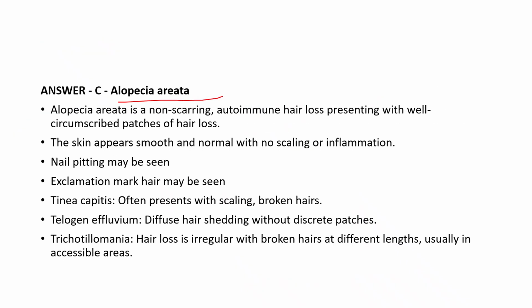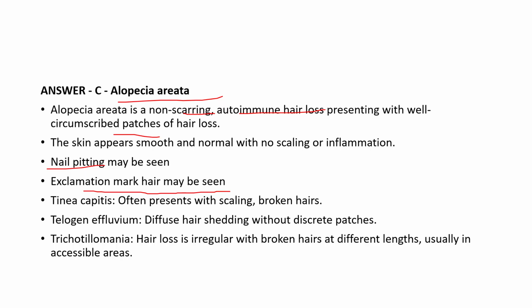Why? Because it's a non-scarring alopecia along with nail pitting. So it's a non-scarring alopecia with autoimmune hair loss presenting with well circumscribed patches of hair loss. So there is patchy hair loss. Skin appears smooth, normal with no scaling, no inflammation, no scarring. Nail pitting may be seen. That was the key in this question as well. And exclamation mark hairs may be seen, like small hairs which are coming out. That is called exclamation mark hair.